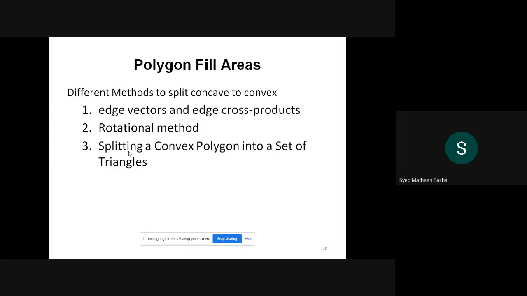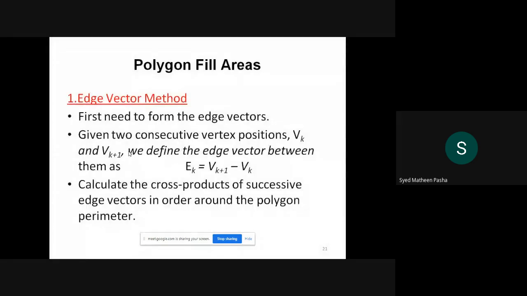The second is the rotational method. The third is splitting a convex polygon into a huge number of triangles. Let's see each and every method in depth, one by one. So I can call this the splitting method of concave polygon. The first method is the edge vector method.